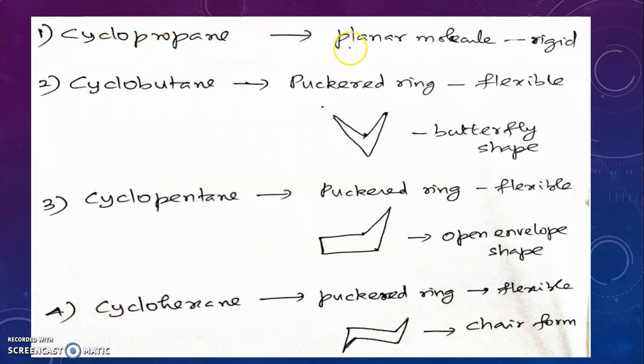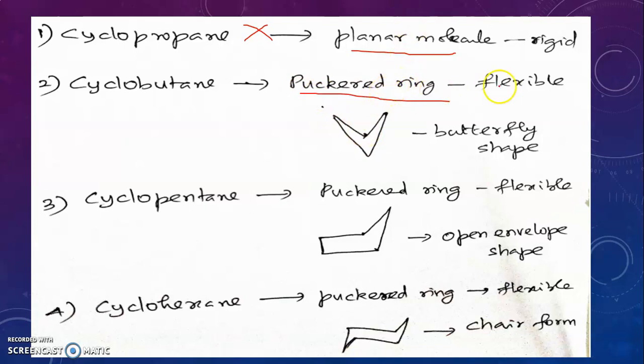So cyclopropane is a planar molecule and it is highly rigid. It does not show conformational isomerism. Then cyclobutane: experimentally it was found that the ring is not planar. The ring exists in the puckered form. What is a puckered ring? A non-planar ring is called a puckered ring.